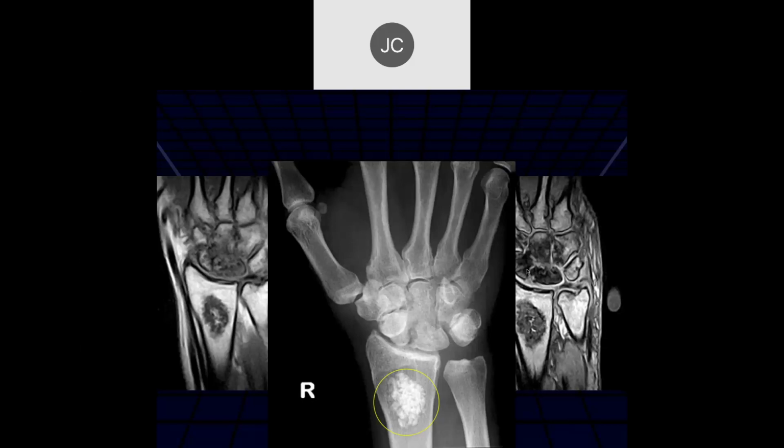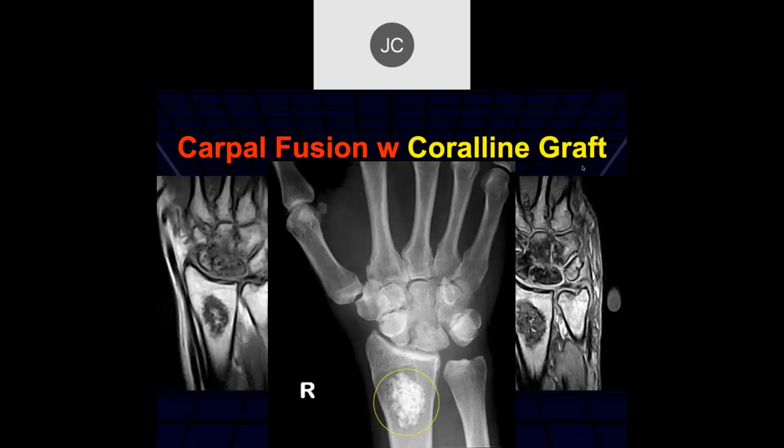So this patient had surgery, and this is a carpal fusion with what's called a coralline graft, but they actually take bone from here and then they pack it. And then they put the bone in here to fuse the joints. And again, it looks like there may not be complete fusion here. So again, this is a case where you should get a CT scan. John, do you want to comment about carpal fusions?